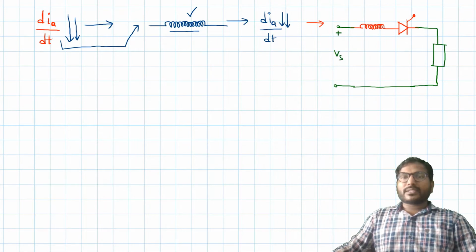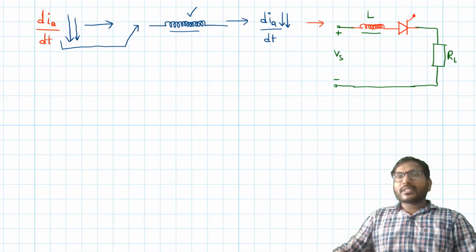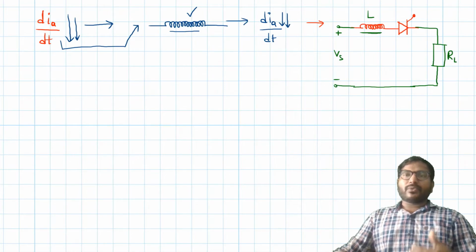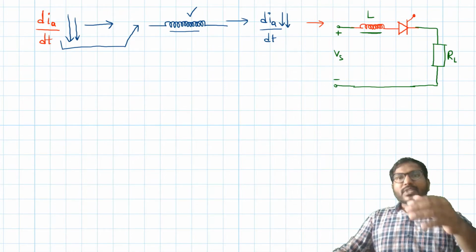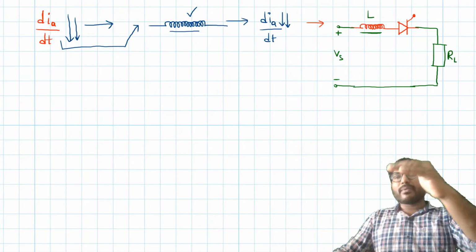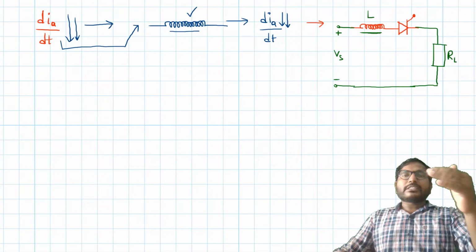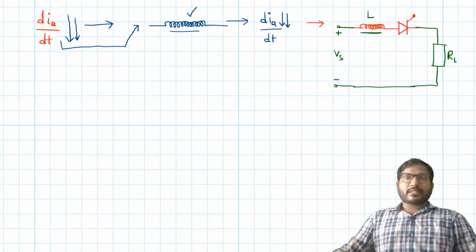This is the supply voltage. Now the inductor is connected here, and this one is the load. Let us suppose R load. This is the R suffix L, R load. Now this is the inductor which is connected in series with the SCR, which takes responsibility to decrease high values of di/dt. That means it will oppose sudden change in current.